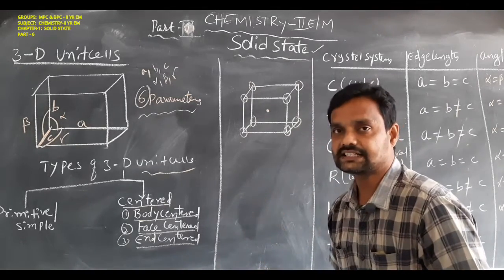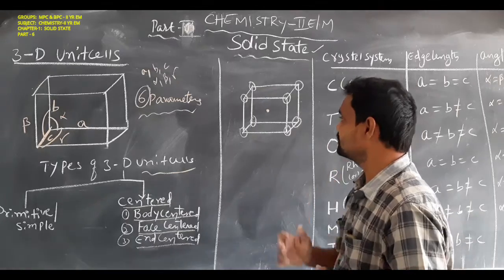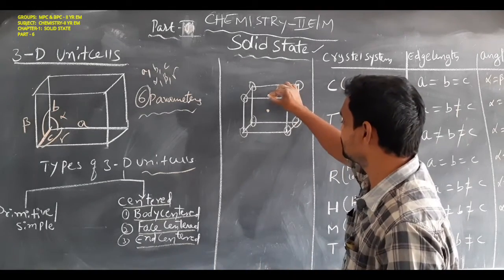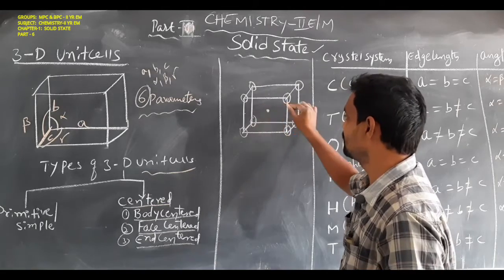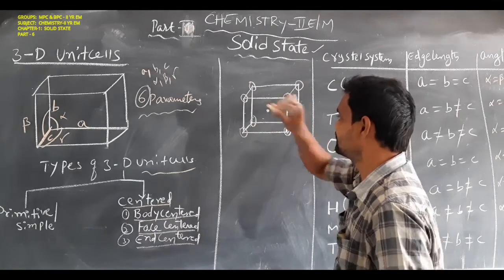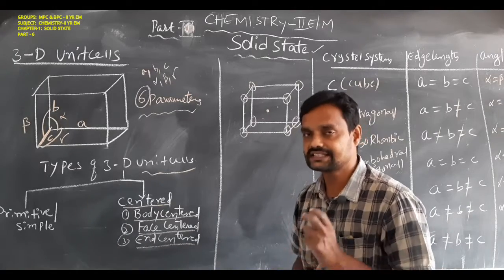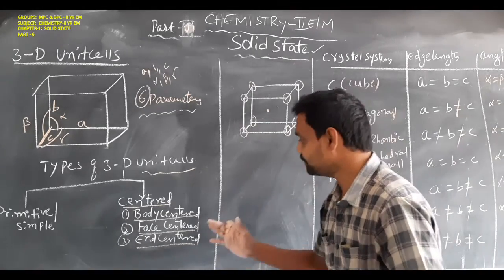Simple. Face centered unit cell. In a normal unit cell, how many faces exist? 6 faces. This is 1, 2, 3, 4, 5, 6. Total how many faces? 6 faces exist.